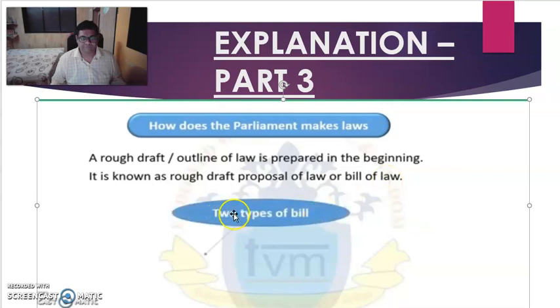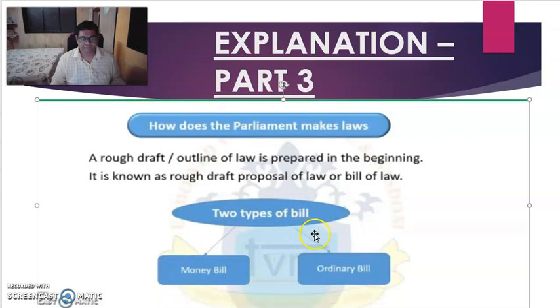There are two types of bills that are primarily introduced in the House: money bill and ordinary bill. Money bill is presented always in Lok Sabha. Lok Sabha and Rajya Sabha have the same set of rights, but there are some rights which are available to Lok Sabha and Rajya Sabha separately, and one of them is money bills.